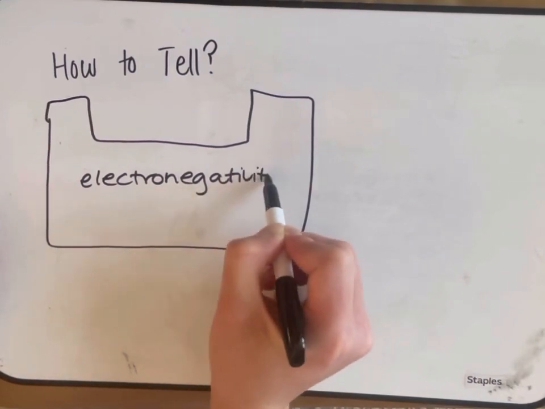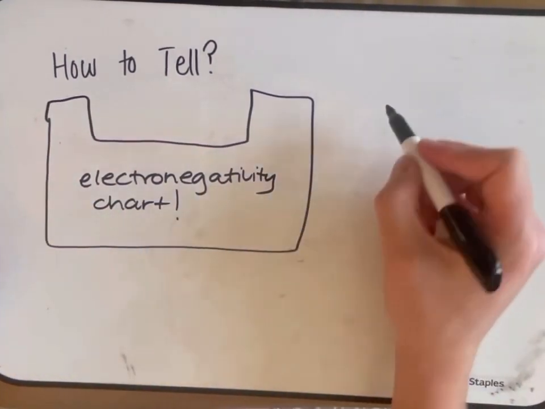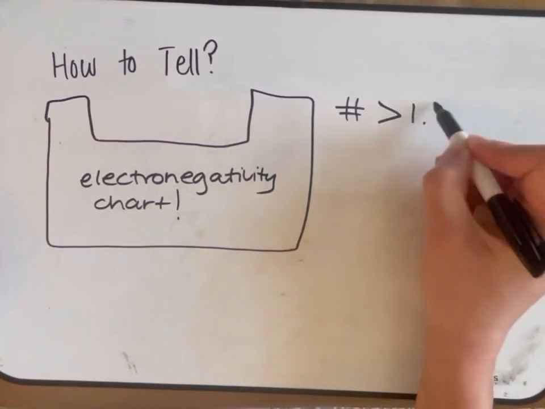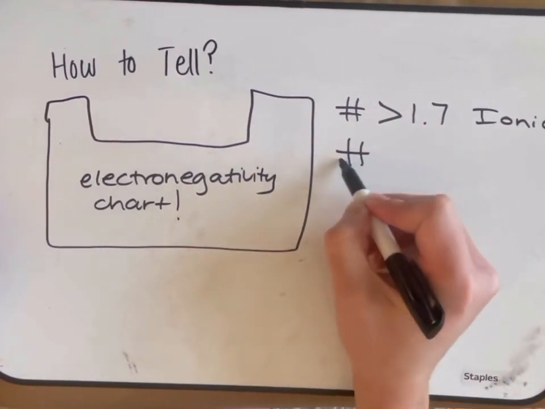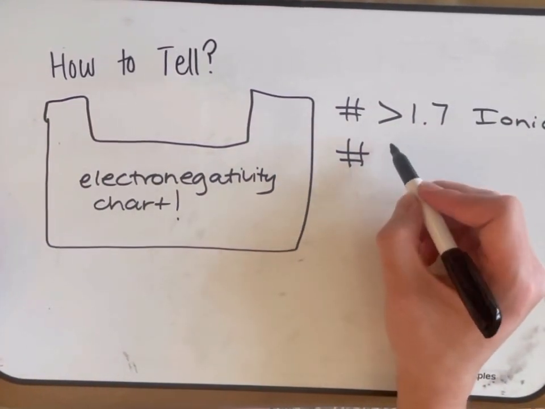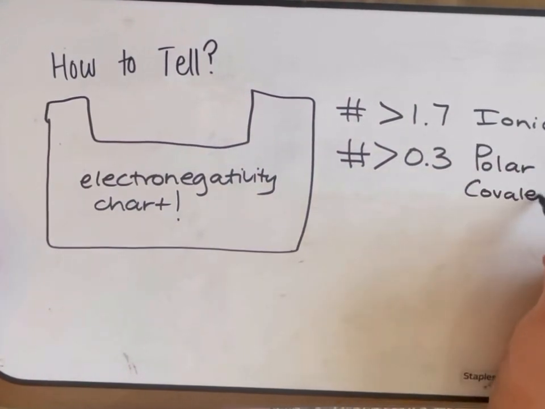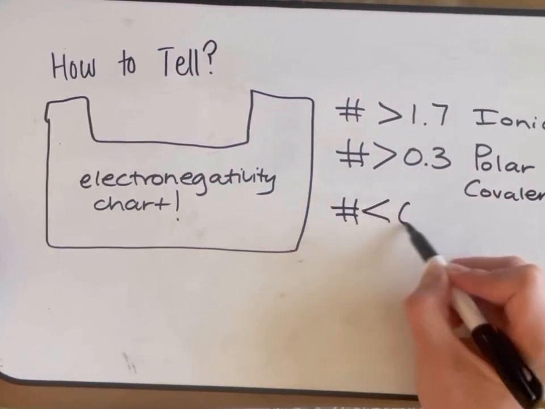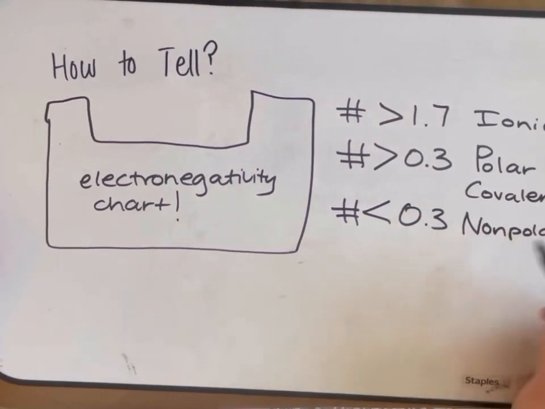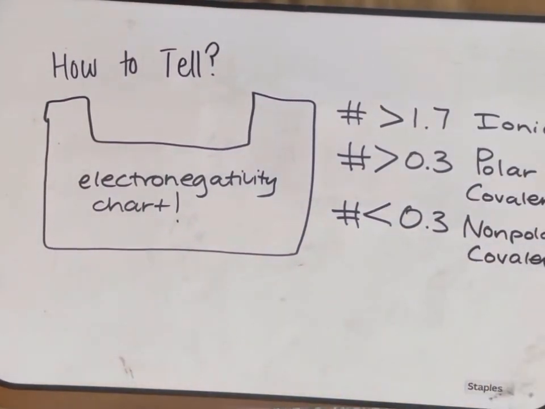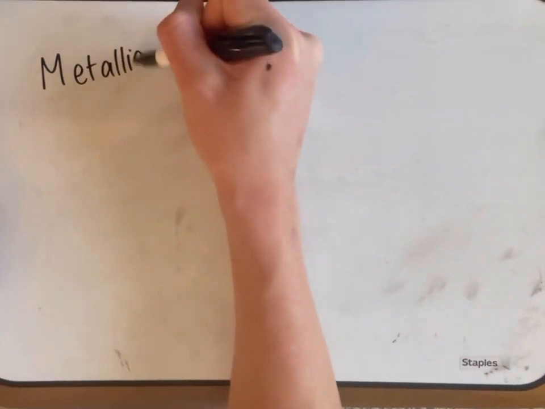Basically, you have an electronegativity chart if you look it up online, and there are values that can help you. If the difference is greater than 1.7 it's ionic. If it's greater than 0.3, it's polar covalent. And if it's less than 0.3, it's nonpolar covalent. So that's a little trick to help you remember it.